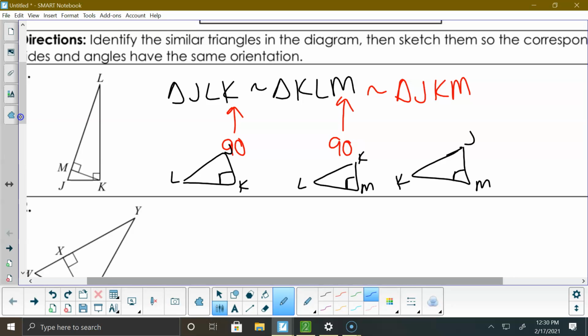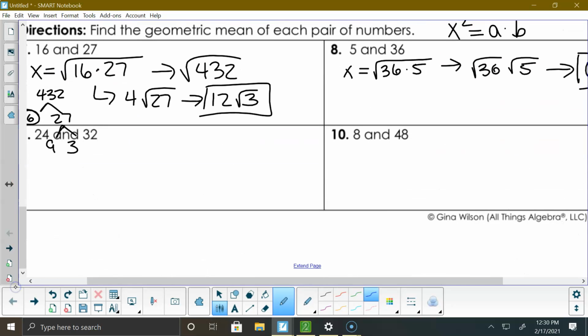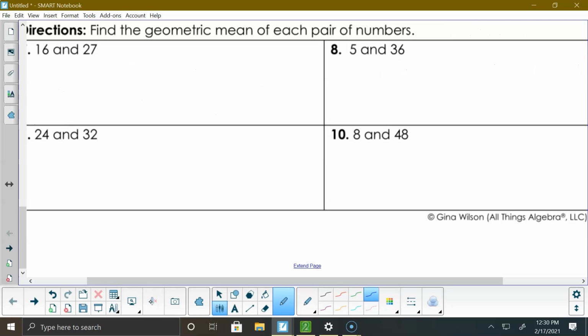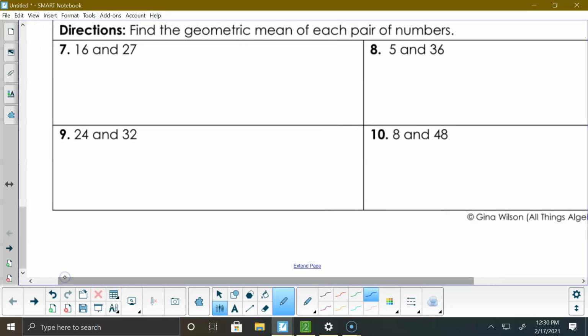Alright. Ready to do some of these? So I'm going to start you at the bottom. The bottom's easier. Hang on. We're just scrolling. Alright. So, these bottom 4 you're using what's called the geometric mean. And the geometric mean is the mean equals the square root of 24 times 32.